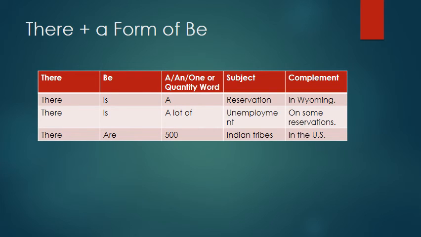The second one is there is a lot of unemployment on some reservations. Okay? Unemployment is the subject, and it is a non-count noun, so we know that's always singular, so the verb is. The third one is there are 500 Indian tribes in the U.S. Indian tribes is a plural count noun, so therefore the verb is are. The thing that you need to remember about using there is that there doesn't tell us whether the verb should be singular or plural. The subject, which comes after the verb to be, is what tells us that.